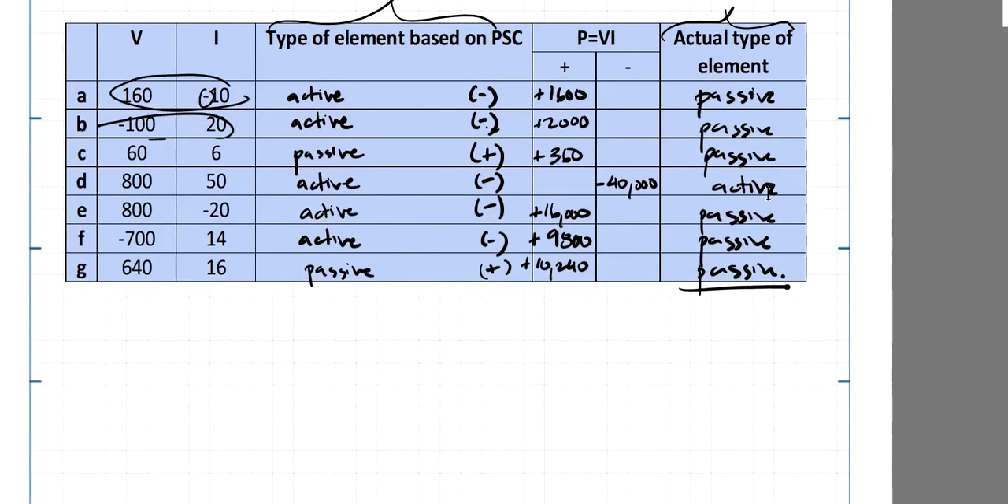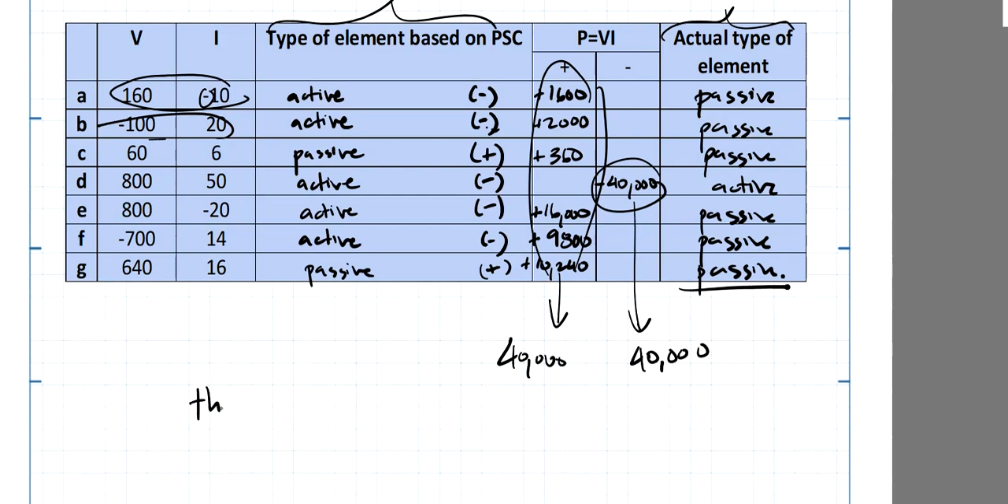Okay, so to check, if we sum all of this and compare it right here, we can see that this is actually 40,000 and this is also 40,000. So you can see that the power delivered is equal to the power absorbed.